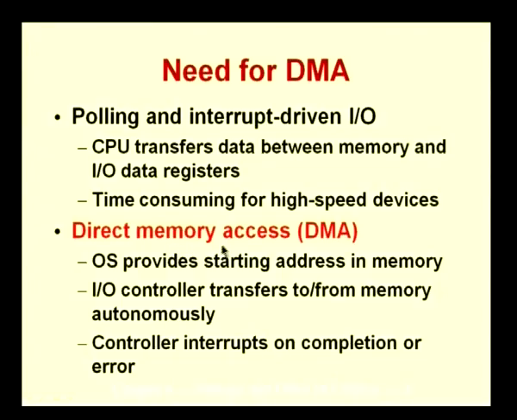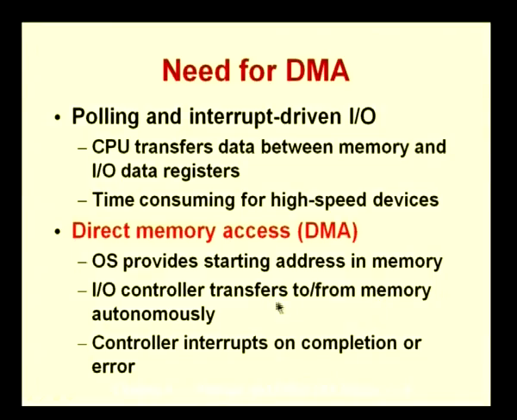So, we go in for this mechanism called direct memory access, where you have a separate device called a direct memory access controller or an IO controller which can do the data transfer autonomously. The OS will provide the starting address in memory, that is where the data needs to be transferred, and then this controller, autonomously without the help of the processor, will directly transfer data from memory to the input output data registers or from the data registers to memory. We call it direct memory access because the memory is directly being accessed by this IO controller to transfer data from the IO data registers.